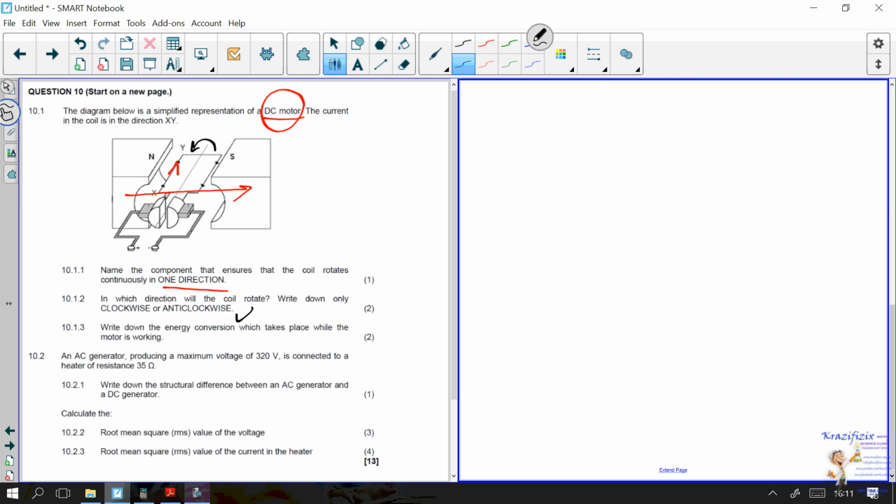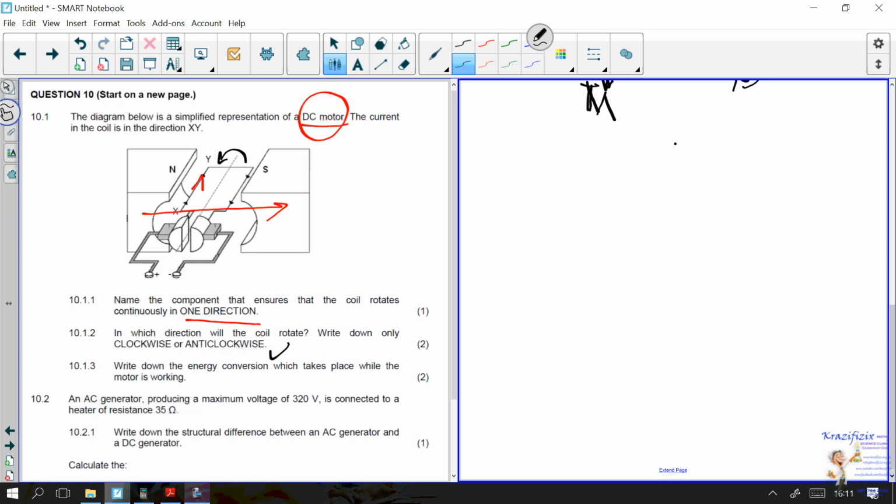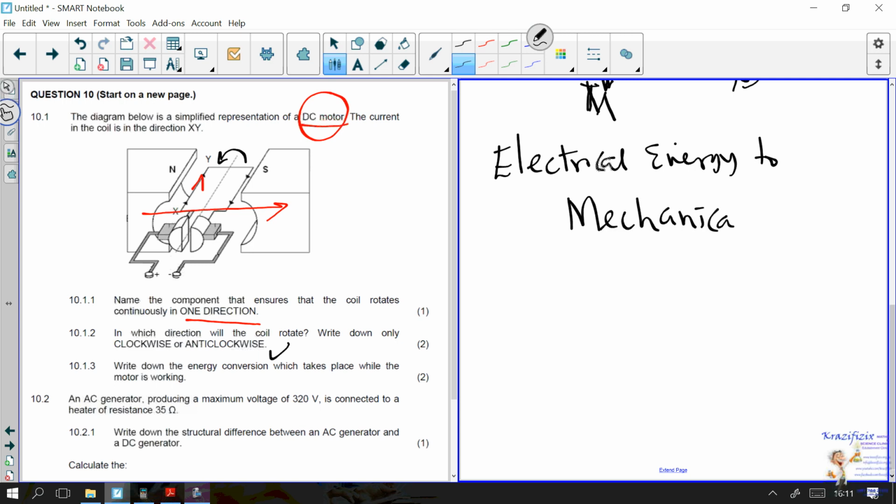Alright, 10.1.3. If you get on YouTube, there's so many videos that can help you to understand that better. Write the energy conversion that takes place while the motor is working. A motor simply converts electrical energy to mechanical. And we're done.